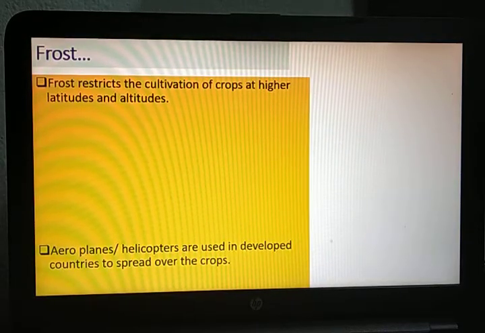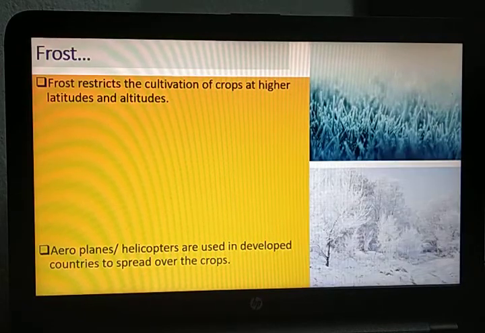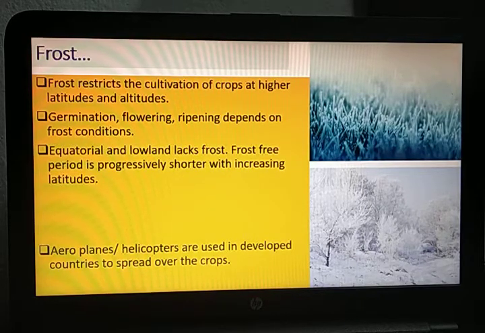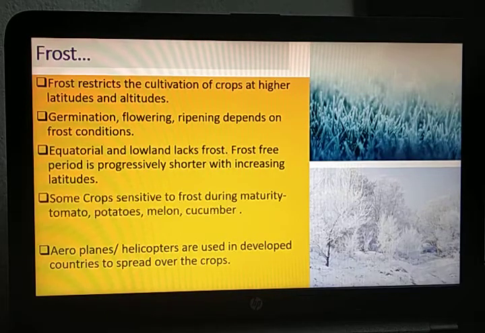Frost. Frost restricts the cultivation of crops at higher latitudes and altitudes. Germination, flowering, ripening depend on frost conditions. Equatorial and lowland areas lack frost. The frost-free period is progressively shorter with increasing latitudes. Some crops are sensitive to frost during maturity, like tomato, potatoes, melon, cucumber. These crops cannot ripen if frost hampers their last course of life.